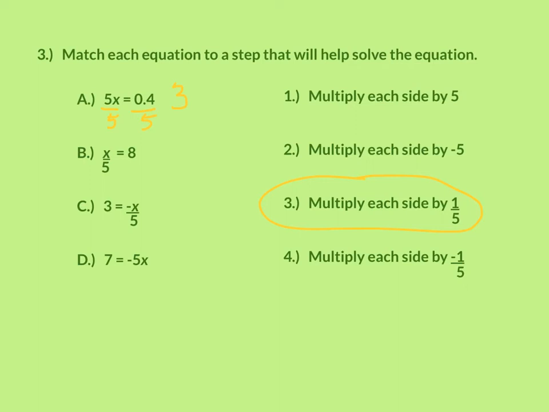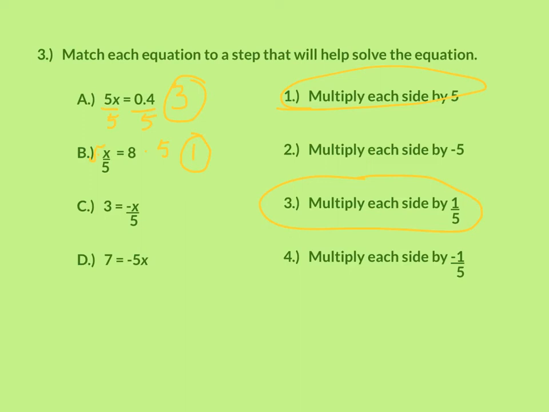Okay. B, I've got x divided by 5. What's the opposite of dividing by 5? That, of course, would be multiplying times 5. So this one would be multiply each side by 5. It would be here. That would be number 1 for this one.